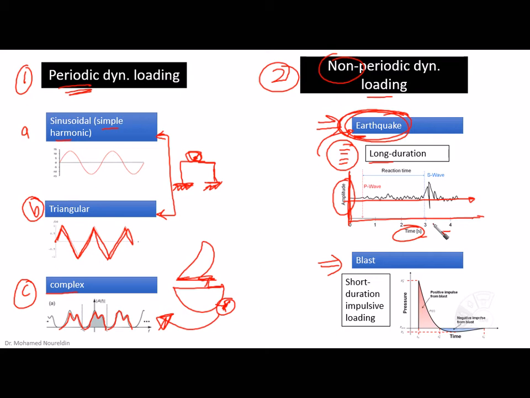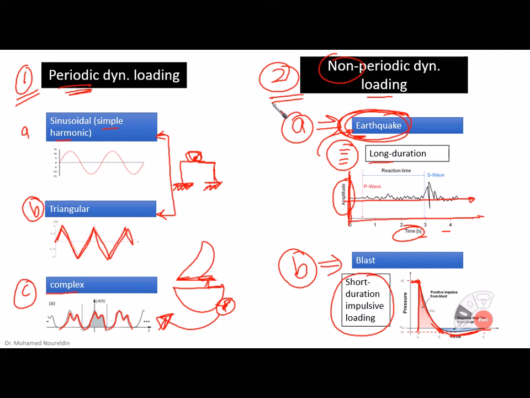But in pulse loading, which is the second type, if we say this is A, for example, and this is B, it is a short duration impulsive loading. As you can see here, in a very short time it goes high. This is the impulse loading here, and then it goes down, and maybe it goes in the opposite direction for a very short time and then goes back again. So this is the short duration impulsive loading. Okay, so now we know that there are two different types of dynamic loading, which is non-periodic or periodic.